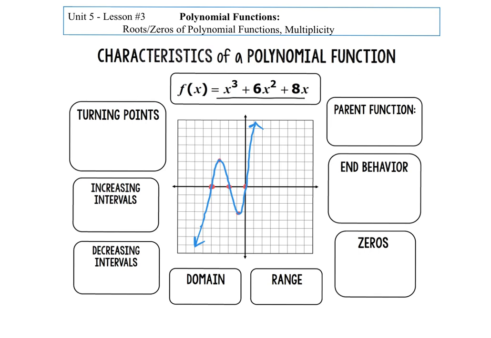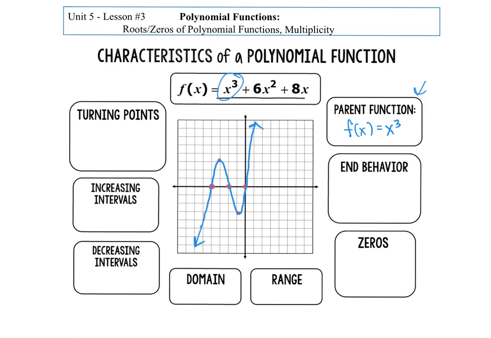Okay, I'm going to start over here on the right. My parent function. Where does this come from? Where does it originate from? That's from the degree of the function. The highest degree is cubed, so this is a cubic function. So that parent function is f of x equals x cubed. And it does have that basic shape. It's been shifted because we've added more terms, but it does come from an x cubed function.